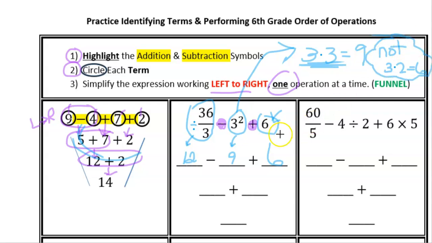It does not mean 3 times 2 or 3 plus 3. It means 3 times 3, which is 9. So if you had a 6 here or something else, you got to fix that. And then the plus 6 was simplified. There was nothing to do. We just brought it down.